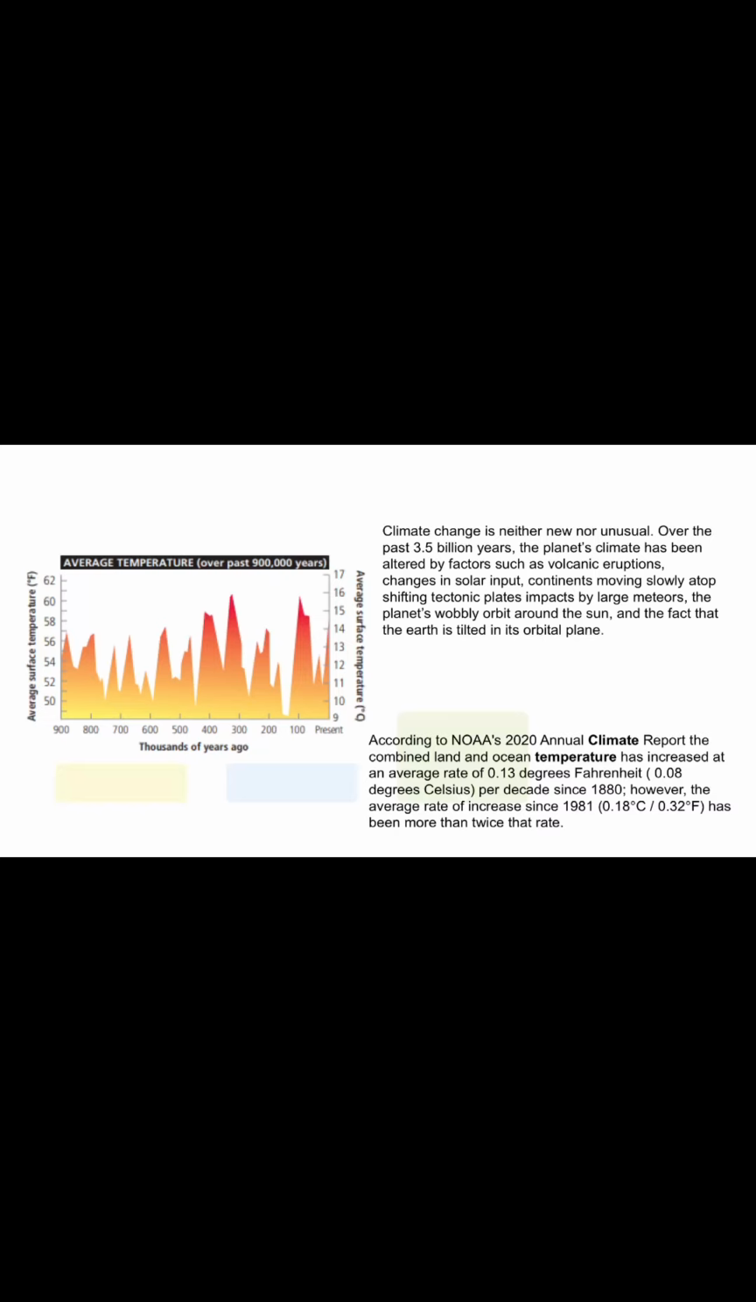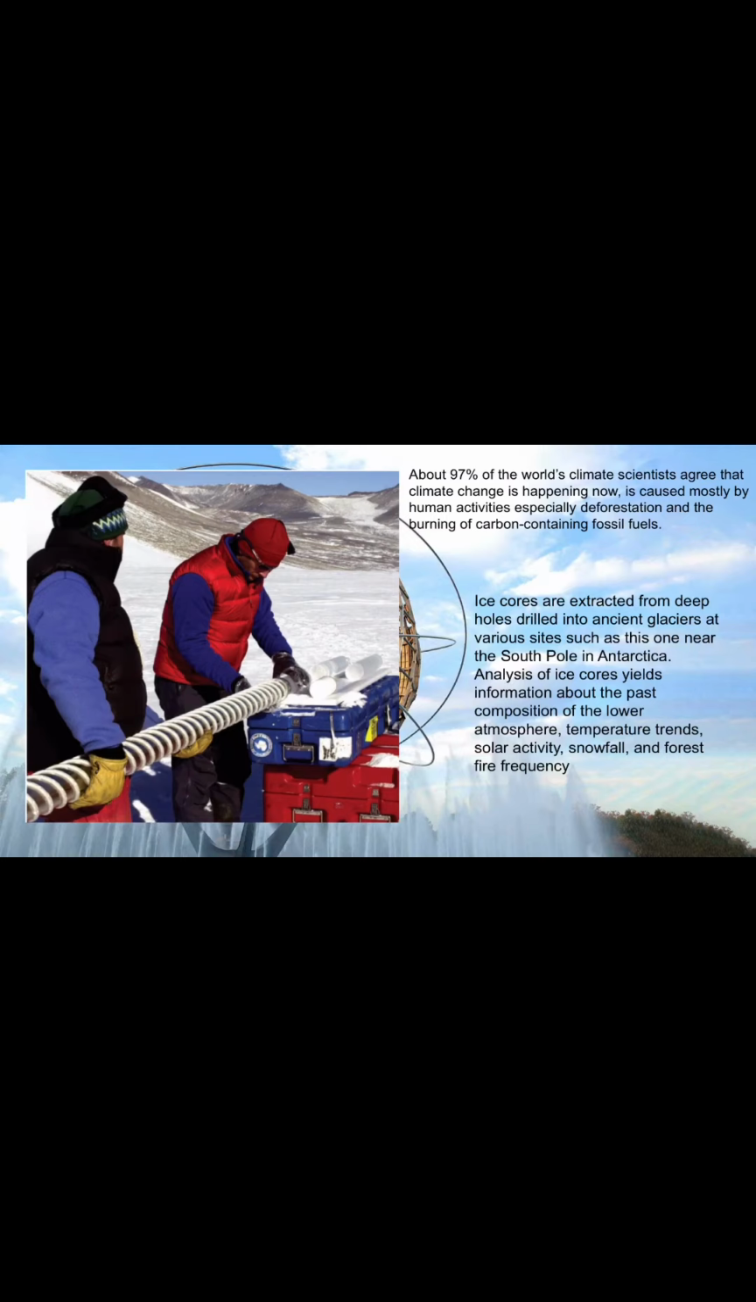According to NOAA's 2020 Annual Climate Report, the combined land and ocean temperature has increased at an average rate of 0.13 degrees Fahrenheit per decade since 1880. However, the average rate of increase since 1981 has been more than twice that rate. About 97% of the world's climate scientists agree that climate change is happening now and is caused mostly by human activities, especially deforestation and the burning of carbon-containing fossil fuels.